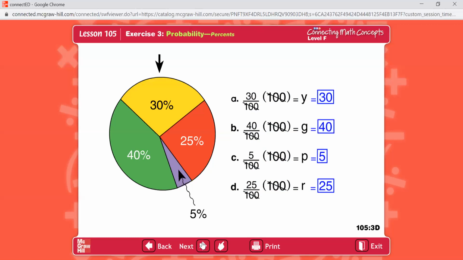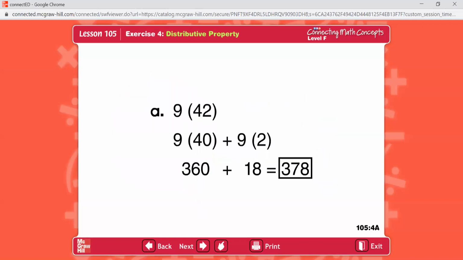Go ahead and work problem A. Pause the video now, resume when you're ready to check your work. Here's what you should have. Now go ahead and work problem B, pause the video and resume when you're ready to check your work. Here is what you should have. And go ahead and work problem C. Pause the video, resume when you're ready to check your work. Here is what you should have.